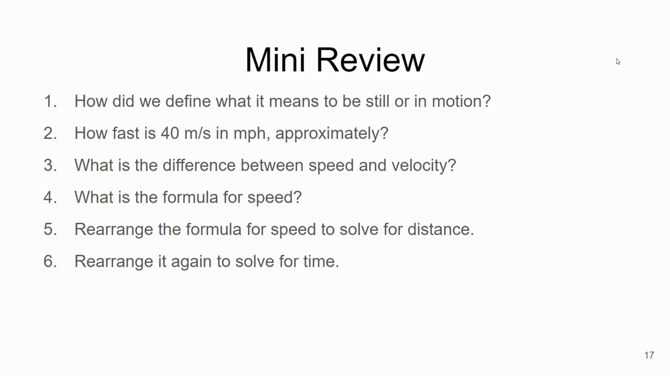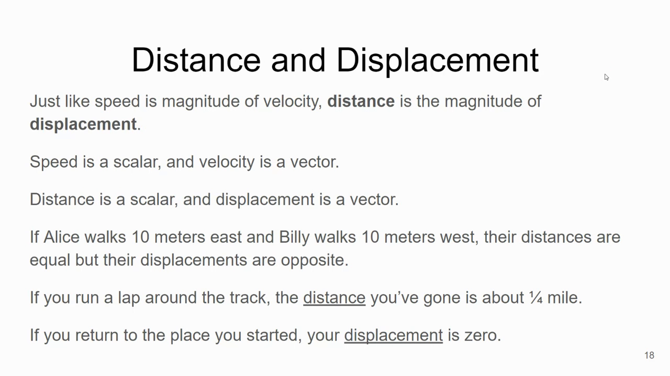And then we skip this slide. Who cares about this slide? So we went from speed and velocity to distance and displacement. And just like speed is the scalar version and velocity is the vector version of the same kind of quantity, distance is the scalar version and displacement is the vector version of this type of quantity.